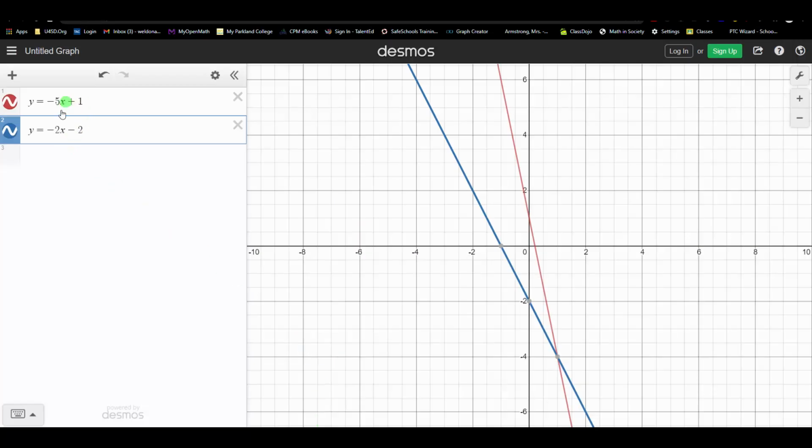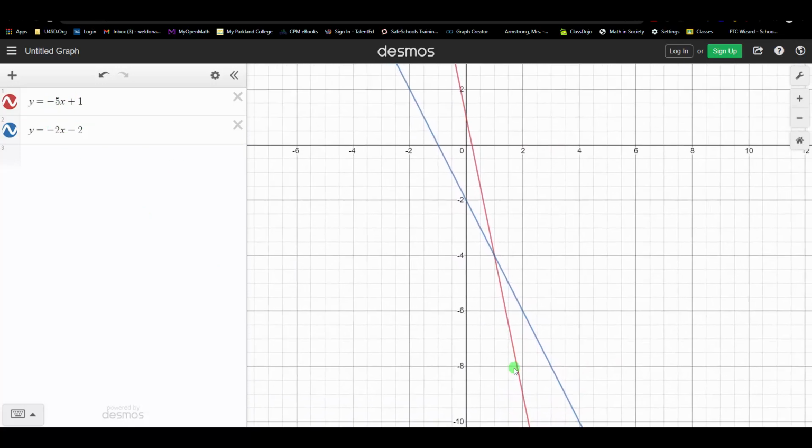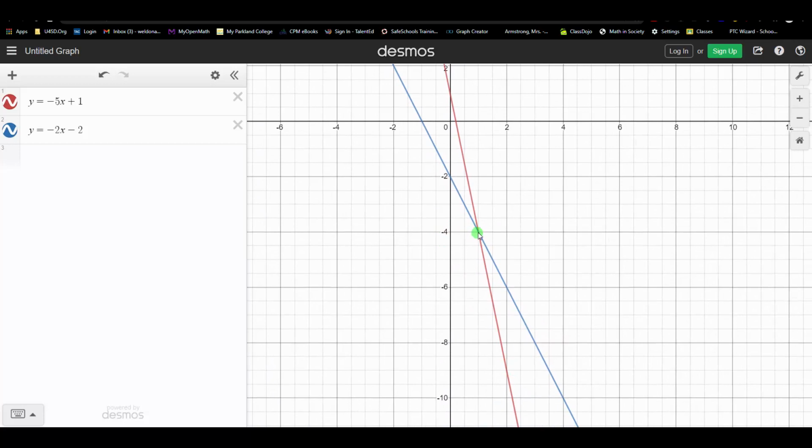Okay, so I went to Desmos, I graphed each of my equations here so you can see the lines pop up. And I'm going to focus in on the intersection point, which occurs right here. And if I click on that intersection point, you can see there's my 1 and negative 4. So my x value is 1, my y value is negative 4. So the graph, much quicker.